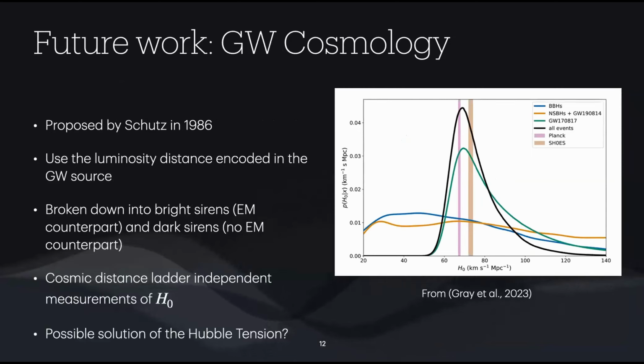So the motivation for doing this really is gravitational wave cosmology, which is the idea of performing cosmology, in particular Hubble parameter measurements, using gravitational wave events. And it should be a cosmic distance ladder independent measurement of H0. It's been proposed as a possible solution for the Hubble tension, but as you can see from this nice plot from Rachel Gray, fortunately at the moment it sits right in the middle between Planck and SH0ES.